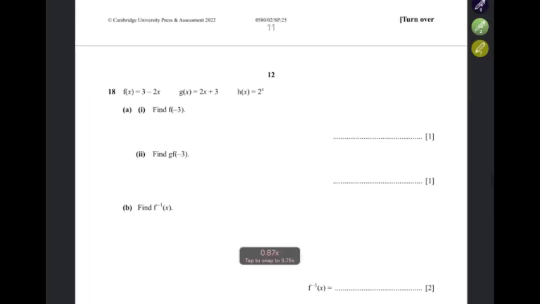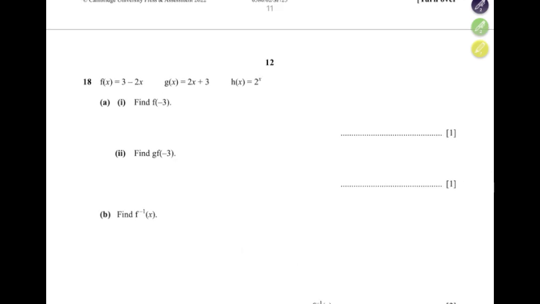Okay, find f of minus 3. That means you're supposed to put negative 3 instead of x. Just replace your x with negative 3, just as you can see in the question. So f of negative 3 equals 3 minus 2 into minus 3. This is going to be 3 minus 6... this minus becomes positive. 3 plus 6 is 9.